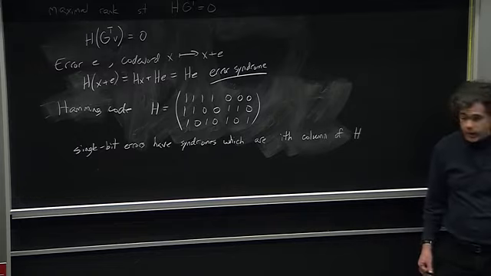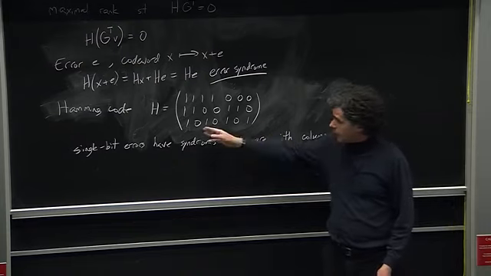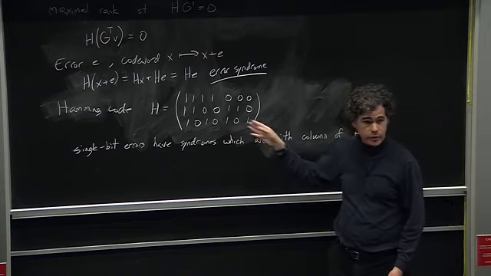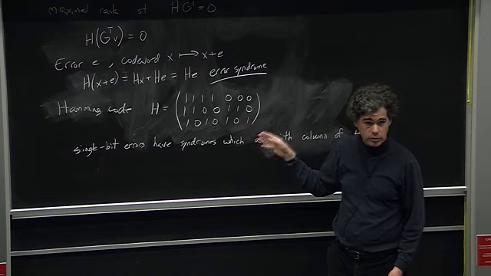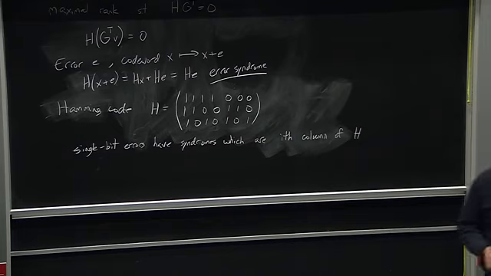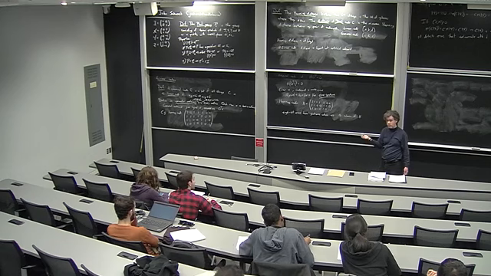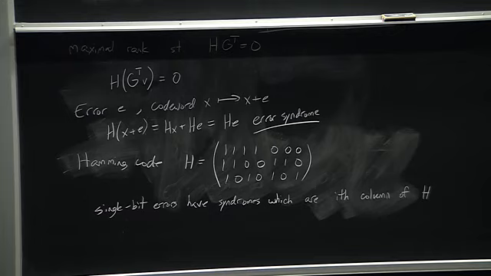Okay, and so using this property, you can immediately see that all 7 single-bit errors have different error syndromes for this Hamming code, right? Because all the columns here are different. And so that means that this code can correct arbitrary single-bit errors. It has distance at least 3. Turns out to be exactly 3.